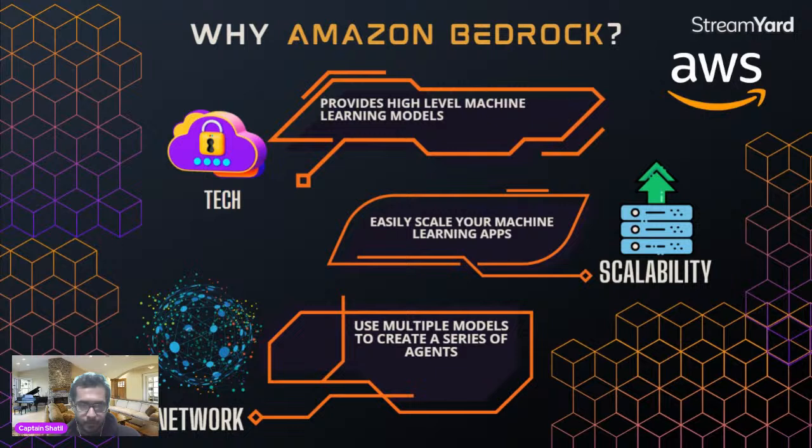And after that, we have the network. And I don't mean a mobile network. I mean a network of agents, a network of AI agents that you can use to make your workflow much, much easier. So how does that work?